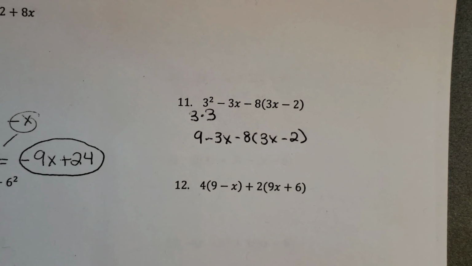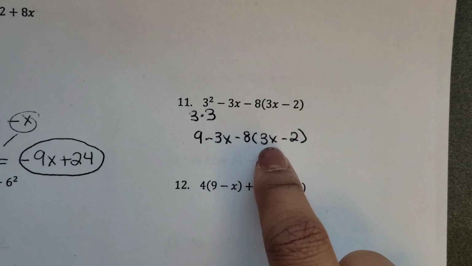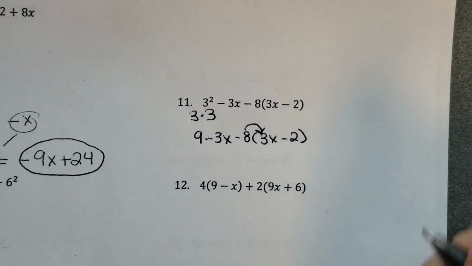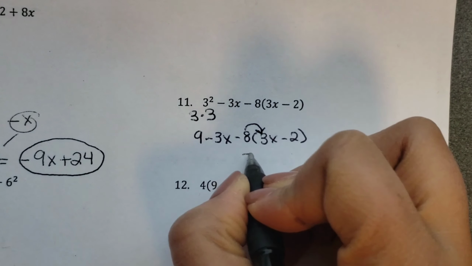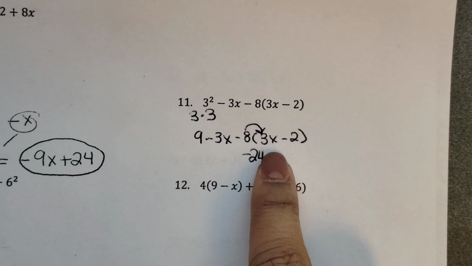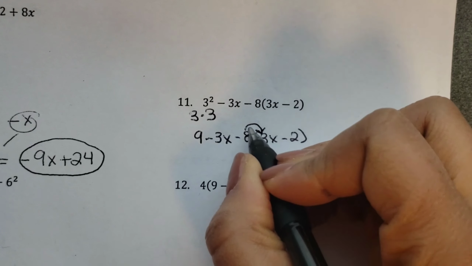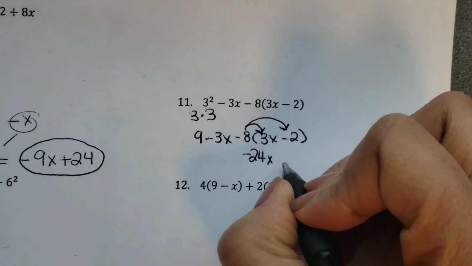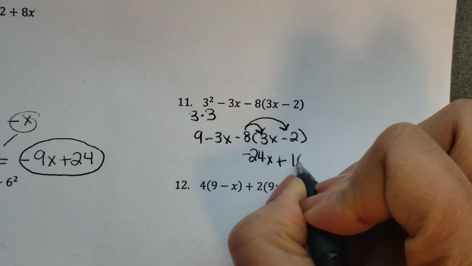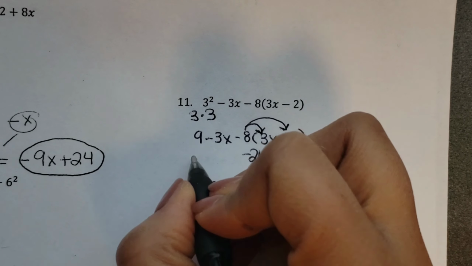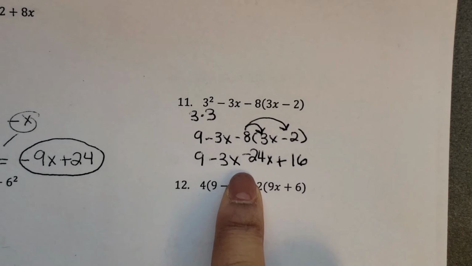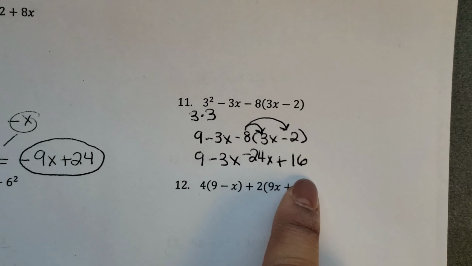From here, we're going to do the distributive property, and if you're in my class, you know this is the cupcake method. If people are in line for a cupcake, you've got to make sure you get everybody in the line. Negative 8 times a positive 3 is going to give us a negative 24. What's with that one? x. Negative 8 times a negative 2, do you remember? It's going to give us a positive 16. Then we're just going to drop down everything else. The 9 minus 3x, and then we have that minus 24x plus 16.